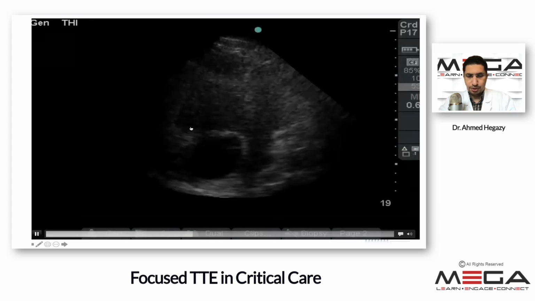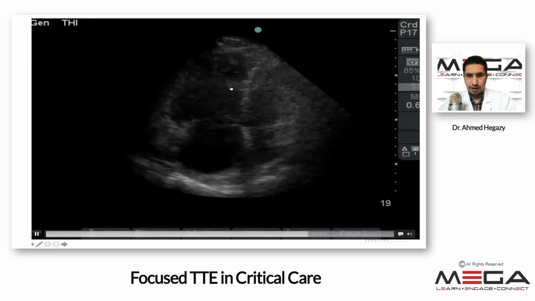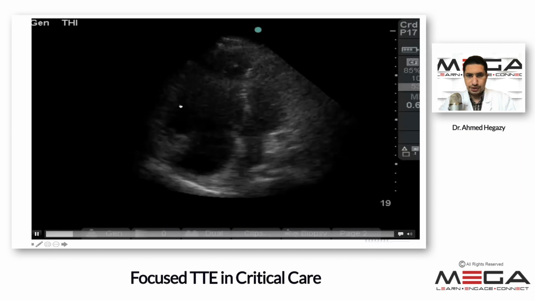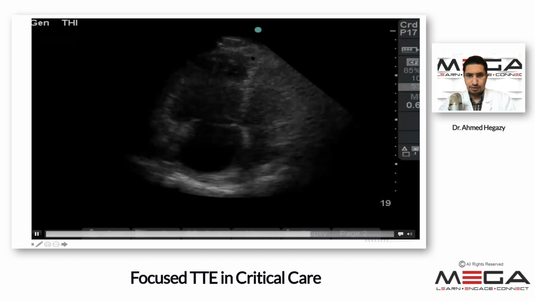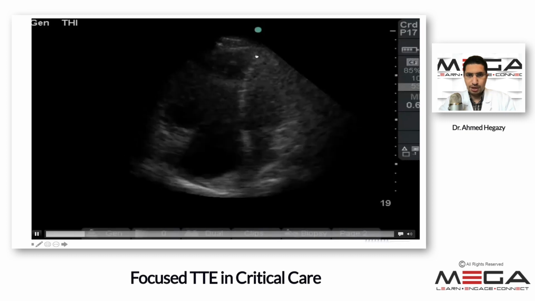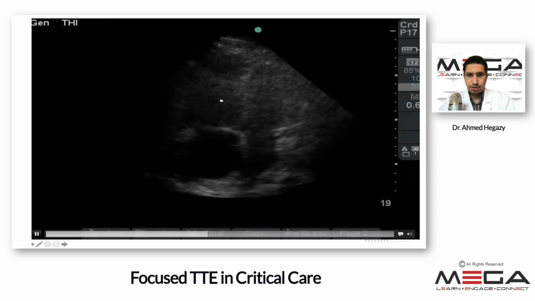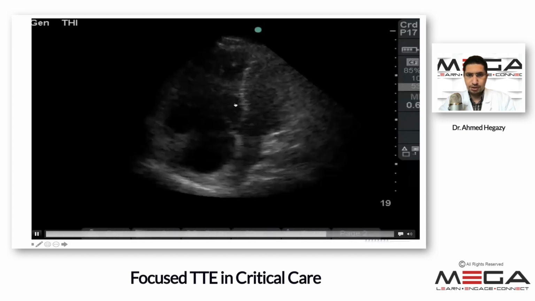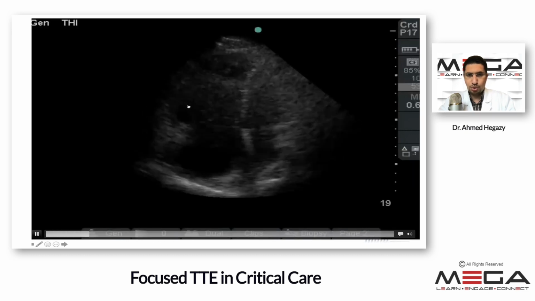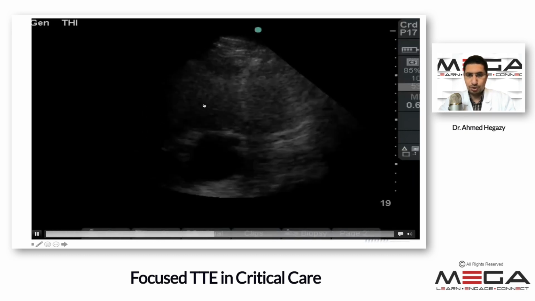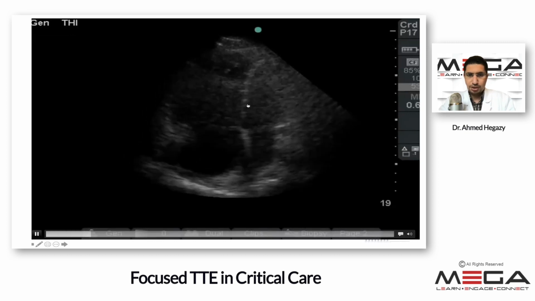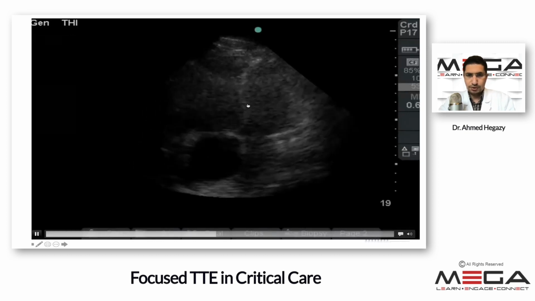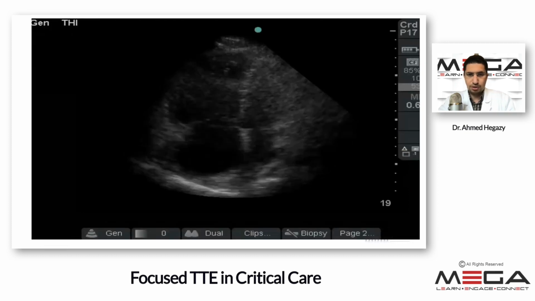Compare it to this view, on the other hand, where you see a huge RV. The RV is very big on this view, and it's actually encroaching on the apex. You see now how the RV is starting to form the apex. And so this is a patient with severe RV enlargement, likely due to acute cor pulmonale, could be due to a massive pulmonary embolism. So here, the RV is severely enlarged, and there's clearly evidence of an acute cor pulmonale.